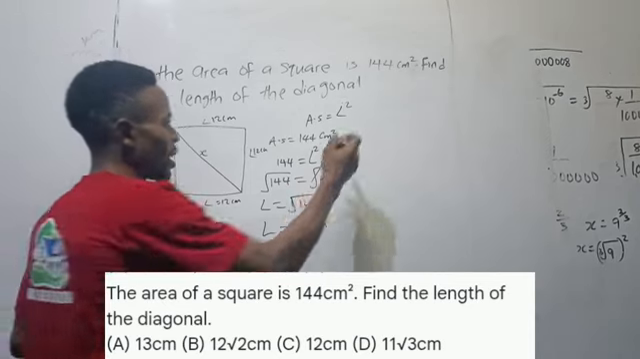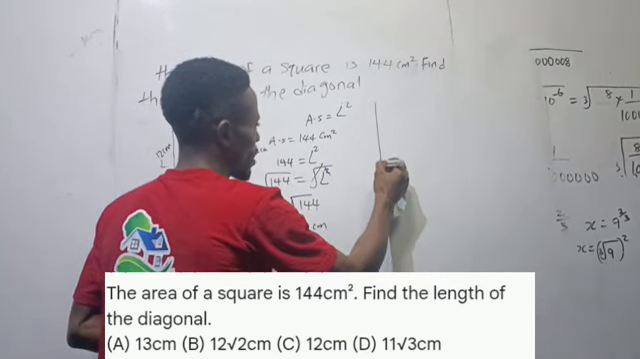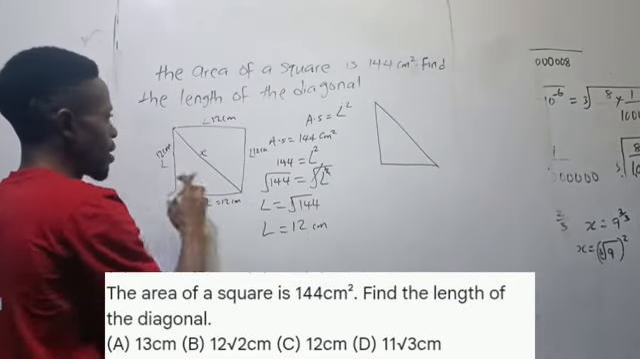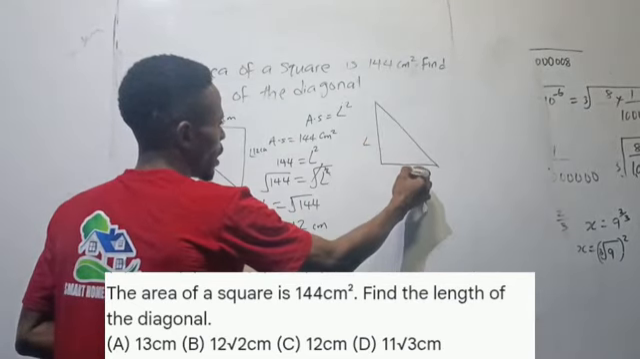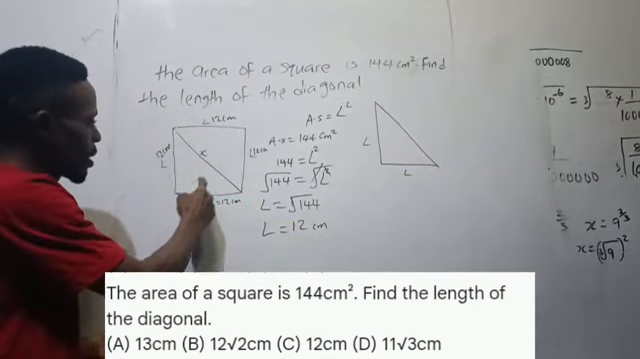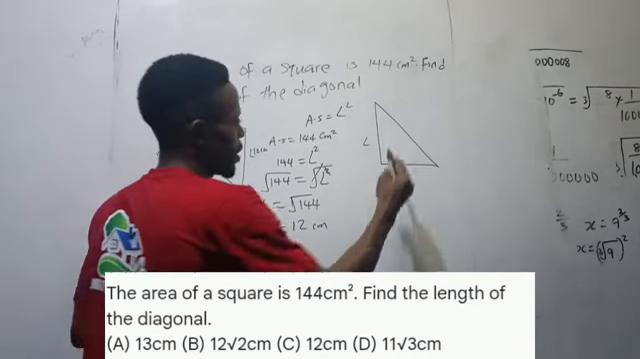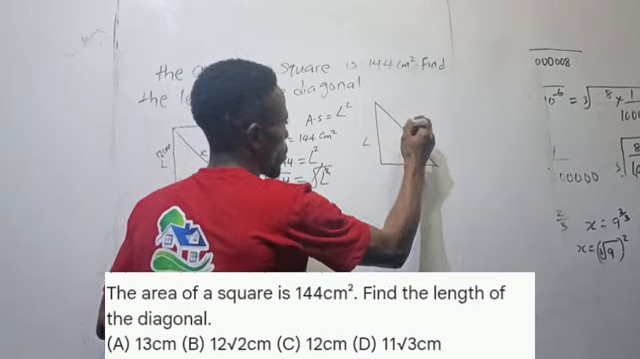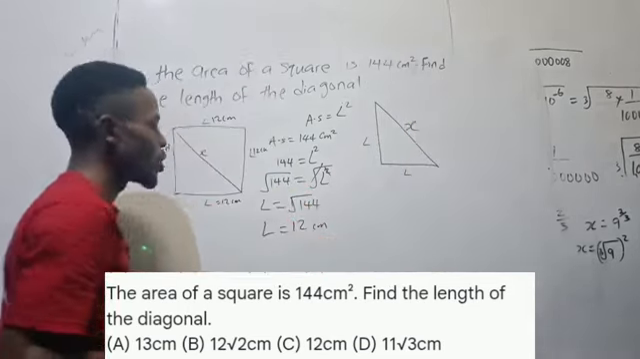So let me quickly draw it out the way I have it like this. In this place we have the length, and we have the length here. Let's call the diagonal S, which I wrote right here, because that is what you want to find: the diagonal of this square.